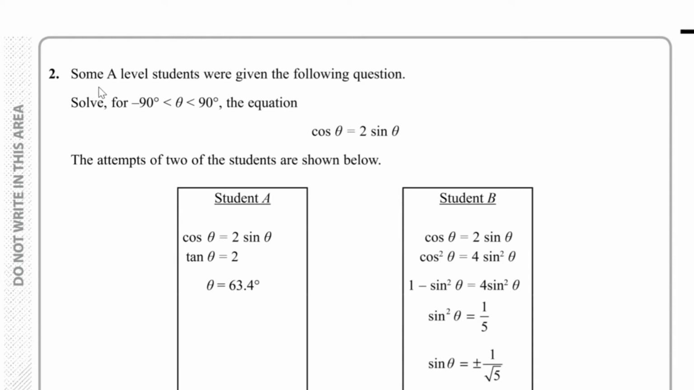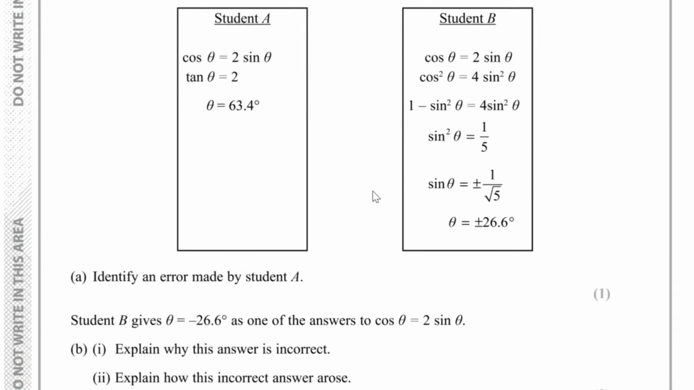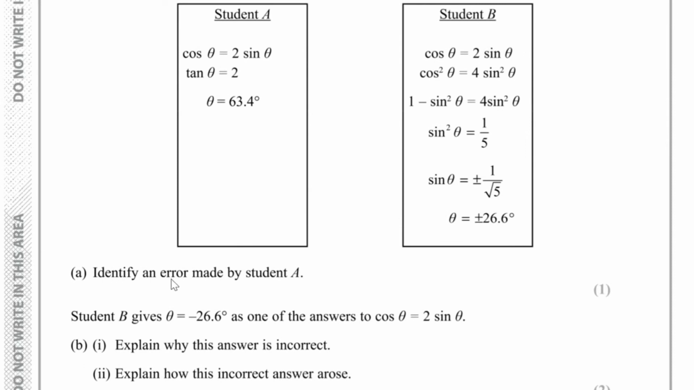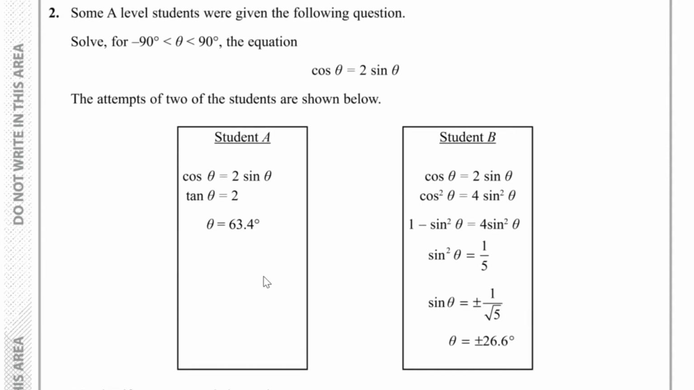Question number 2. Some A-level students were given the following question. We have to solve for theta being in between minus 90 degrees and 90 degrees the equation cos theta equals 2 sin theta. We've got the attempts of the two students shown below, and for part A we have to identify an error made by student A.